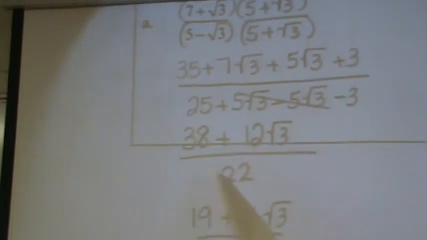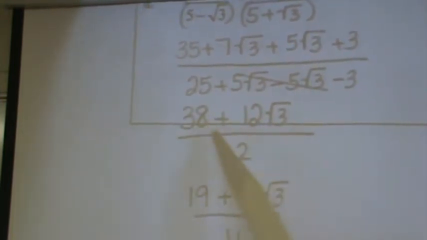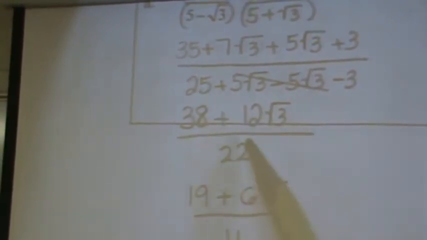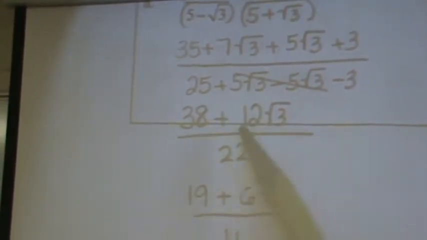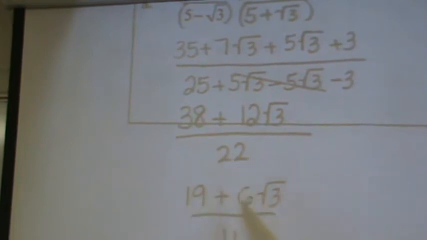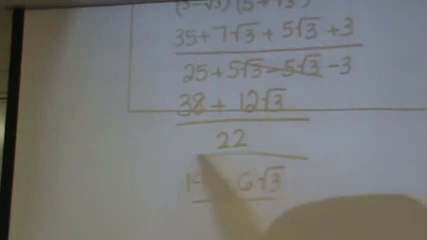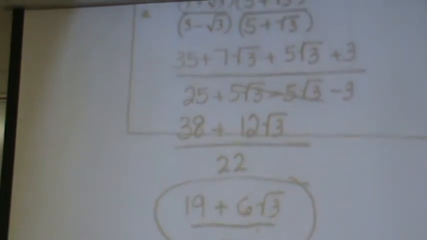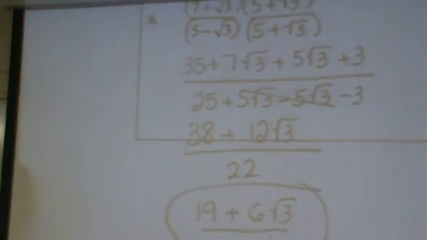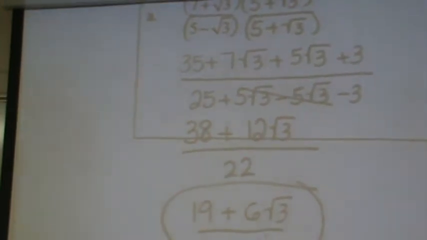Now I look at these three numbers and say, hey, I have a 2 common in all 3 spots. 2 goes into 38 19 times, 2 goes into 12 6 times, and 2 goes into 22 11 times. So that's your best reduced answer. Questions?